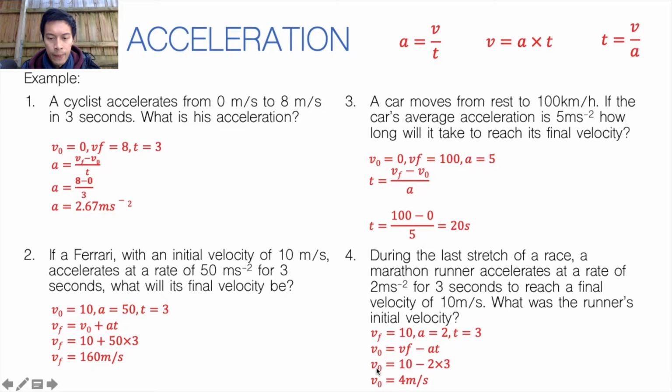So initial velocity would equal 10 minus 2 times 3, which equals 6. So 10 minus 6 would equal 4 meters per second. So what it's saying is that the runner was running initially at 4 meters per second, which is really slow, and he accelerates to 10 meters per second at a rate of 2 meters per second every second for 3 seconds. All right, so that's acceleration.